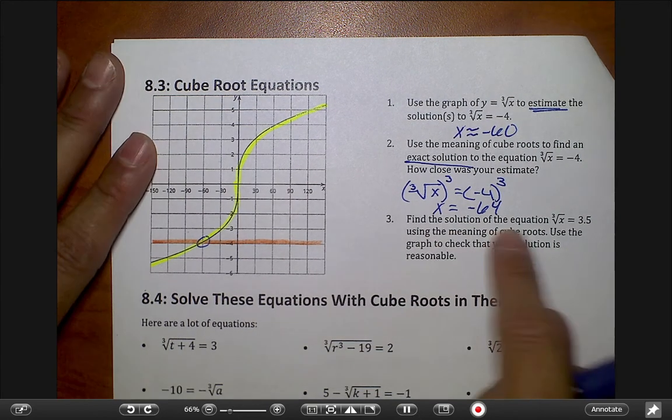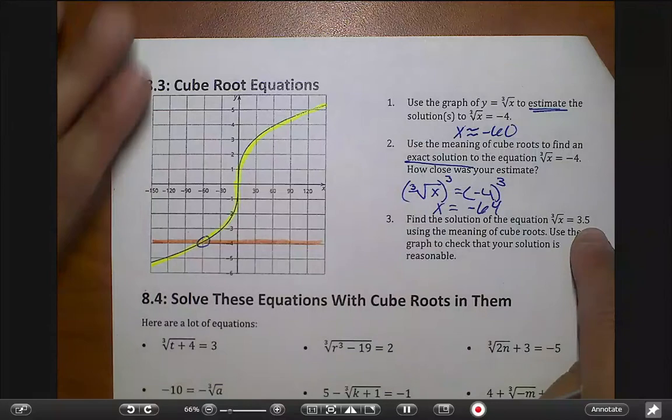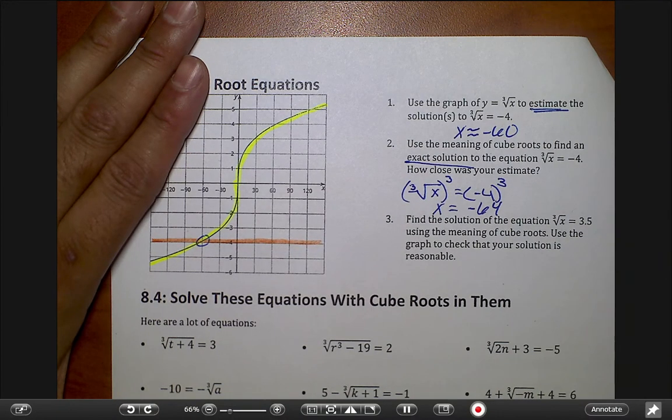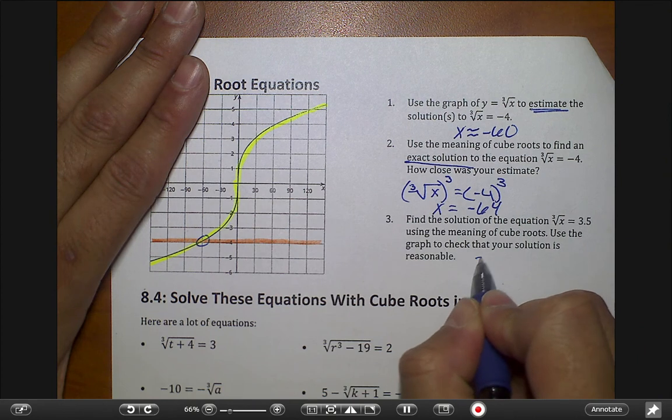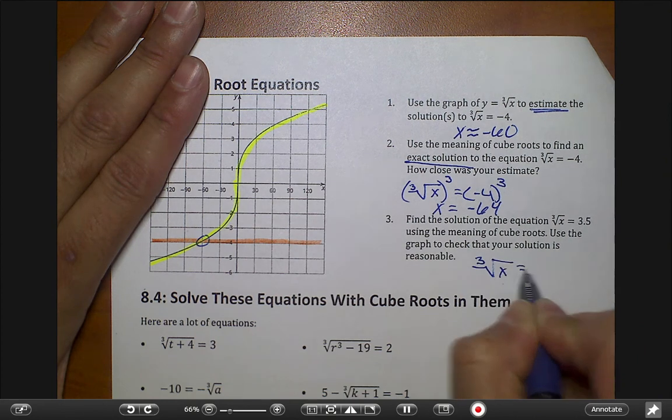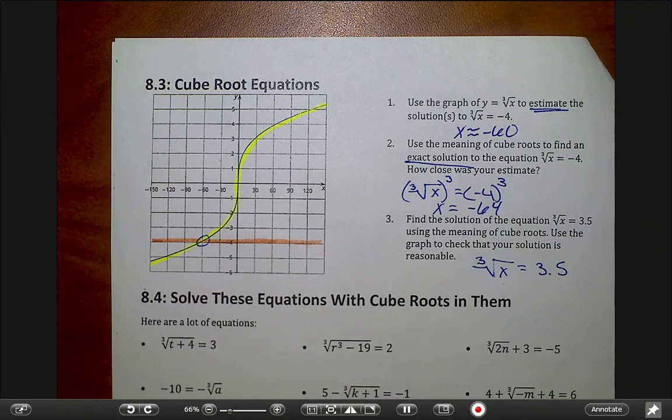Now, find the solution of the equation cube root of x is equal to 3.5. Now, on your paper, I want you to do the steps, same steps that we just did. I'm going to write it out. I'm going to give you a second. All right, you're doing it right now. We just did a bunch of these problems, so I'm hoping you can do this one.